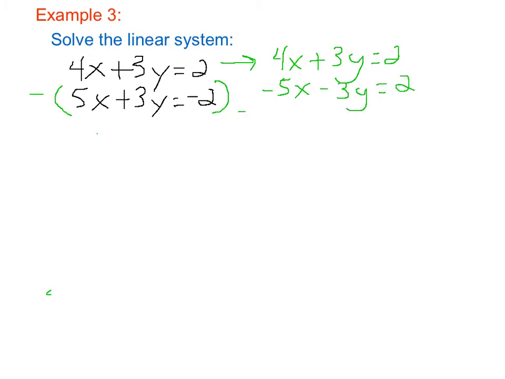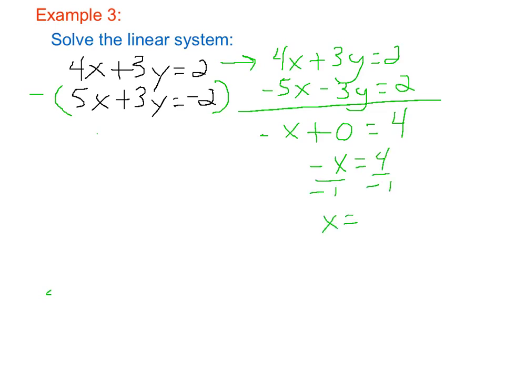Okay. Now we look at that. So we got 4x minus 5x gives us negative 1x. Positive 3y and negative 3y give us 0. 2 and 2 give us 4, so we have negative x equals 4. Well, divide by negative 1 on both sides and we get x equals negative 4.